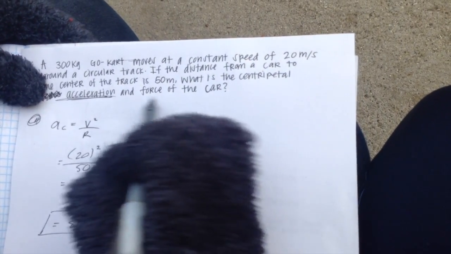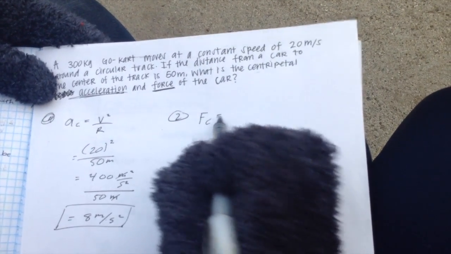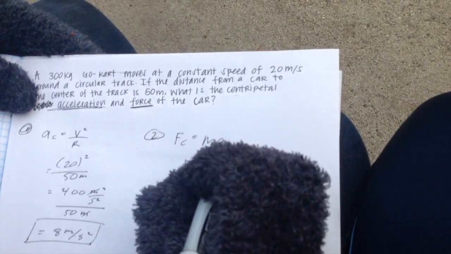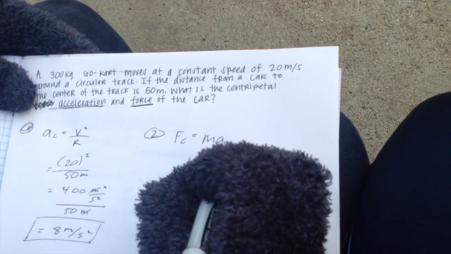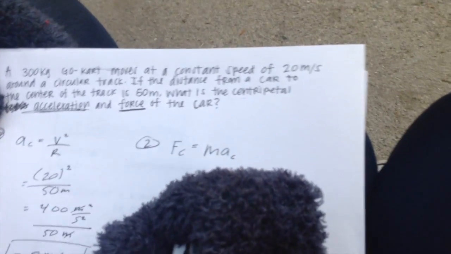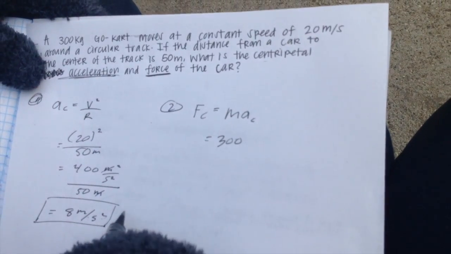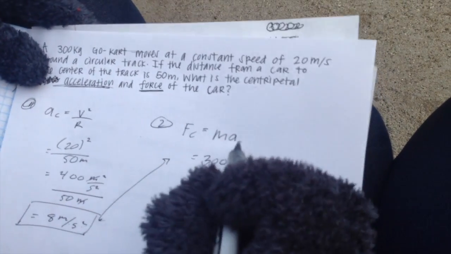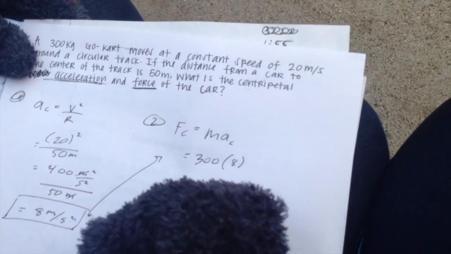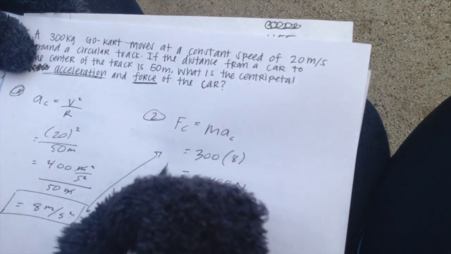In order to find the centripetal force, we would use the formula centripetal force equals mass times acceleration. And we would also use the given, which would be 300. And the acceleration, we got it from the first step, so it's 8 meters per second squared. You would include it, and you'll get a result of 2,400 newtons.